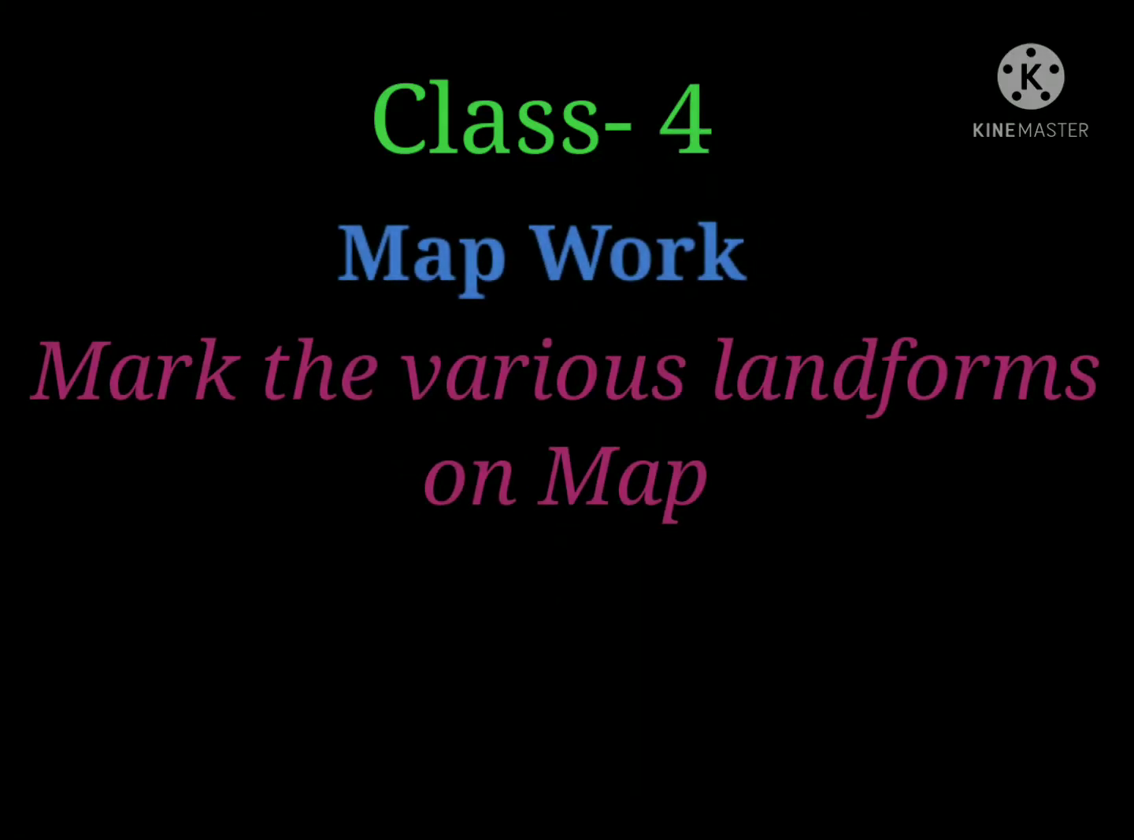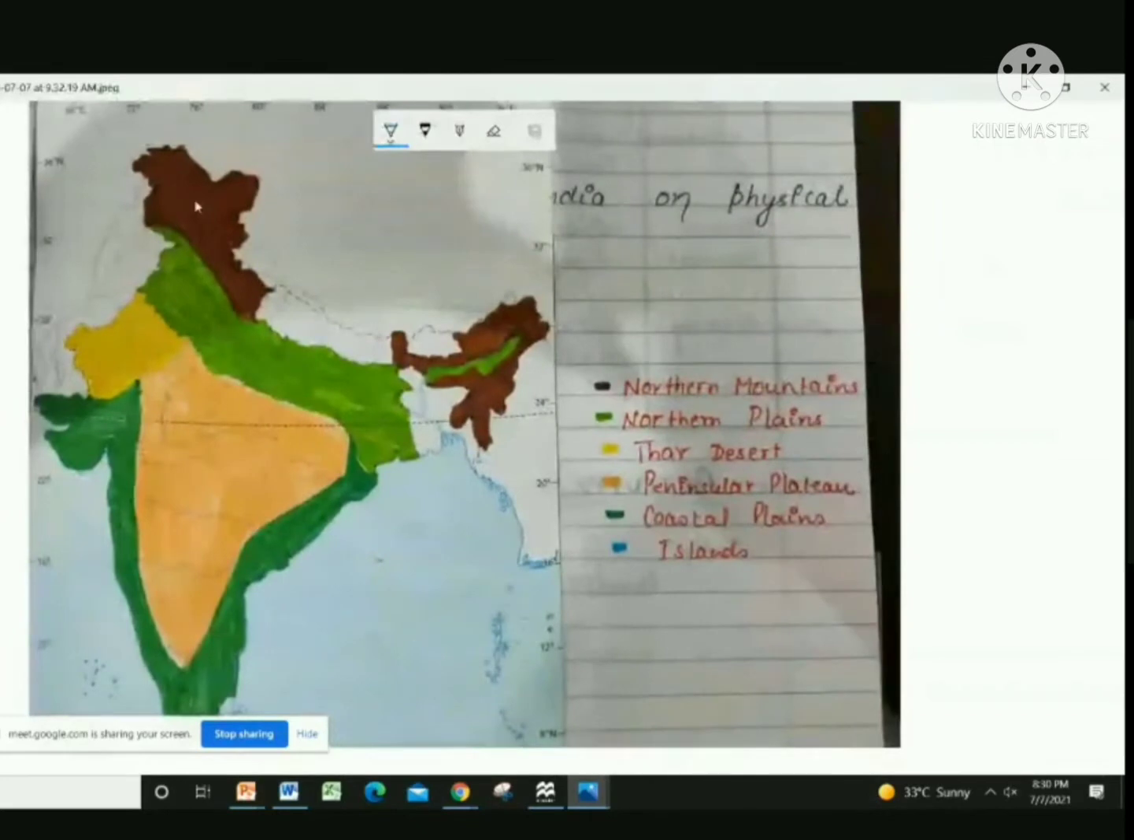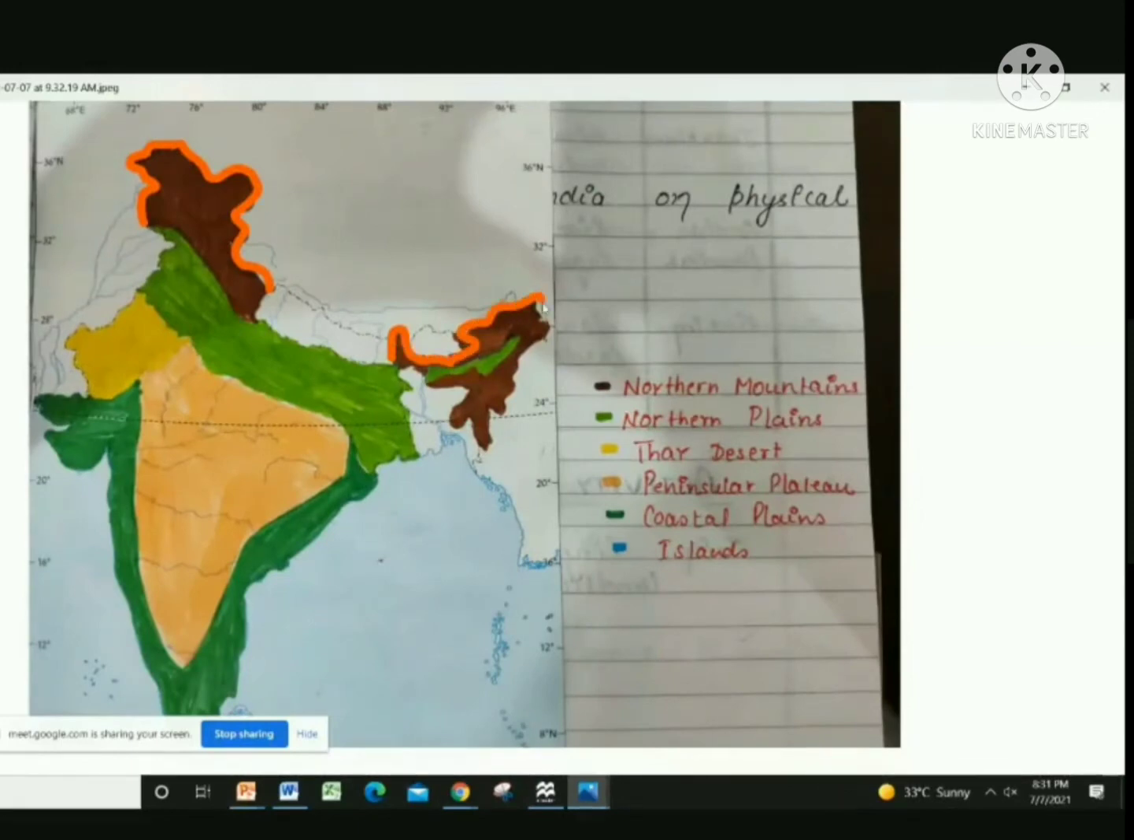Class 4 map work. Mark the various landforms on the map. We will start with the Northern Mountains. They lie in the northern part of India. It is a long row of mountains that stretches from Jammu and Kashmir in the north to Arunachal Pradesh in the east. Many states like Himachal Pradesh, Uttarakhand, Sikkim and the northern part of West Bengal lie here. After Arunachal Pradesh, it bends southwards and stretches till the state of Mizoram.